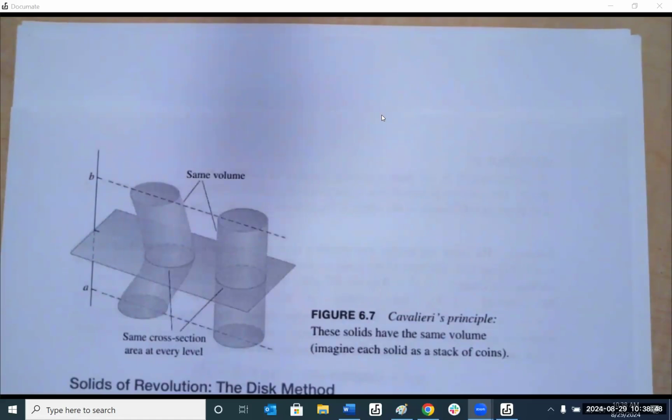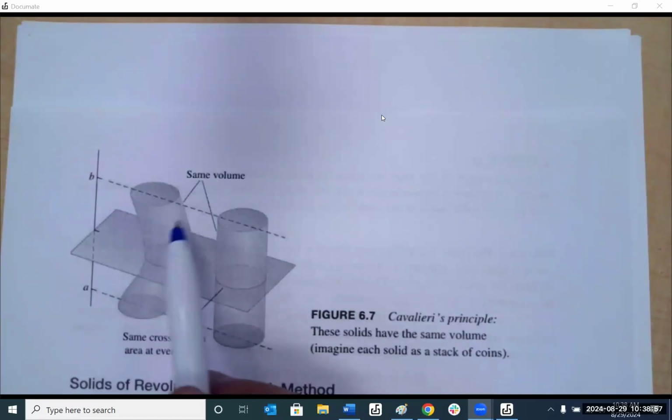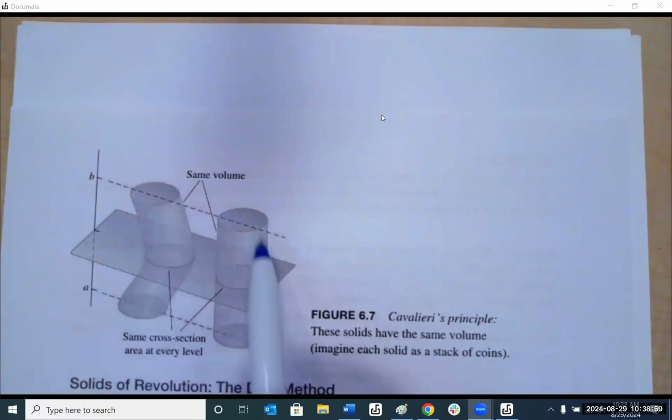Now, why is that important? Because instead of worrying about a curve like this, since they have the same cross section and they go from A to B, we could, instead of doing this one, just do a straight cylinder, which is much easier. So that's the only thing the Cavalieri principle is telling us.